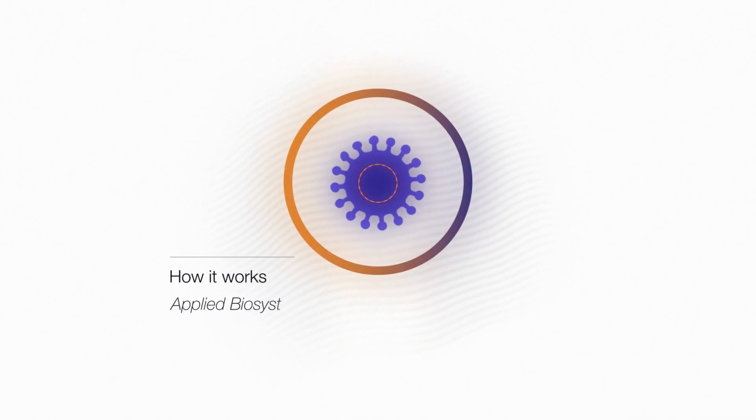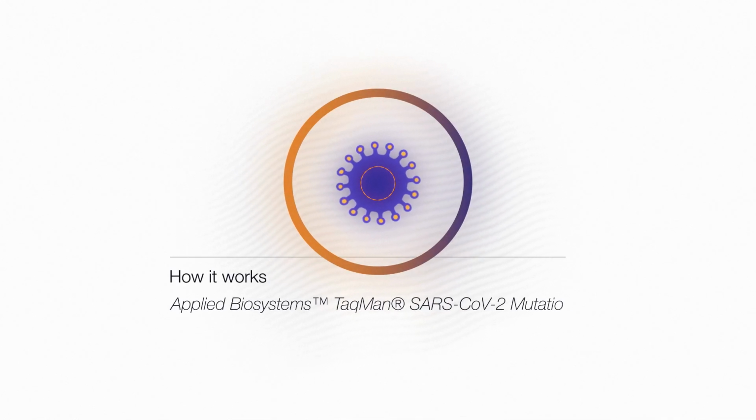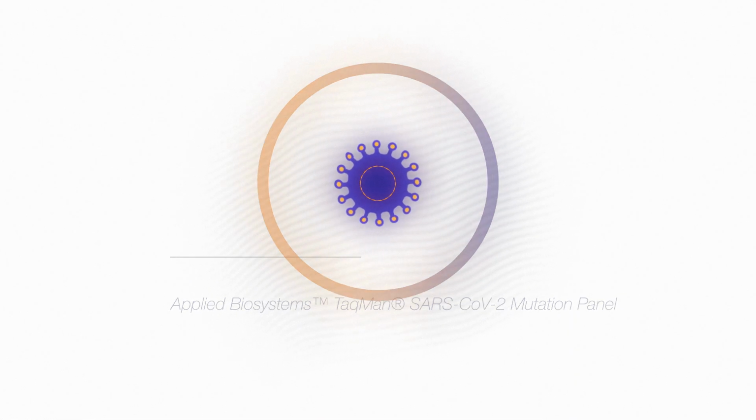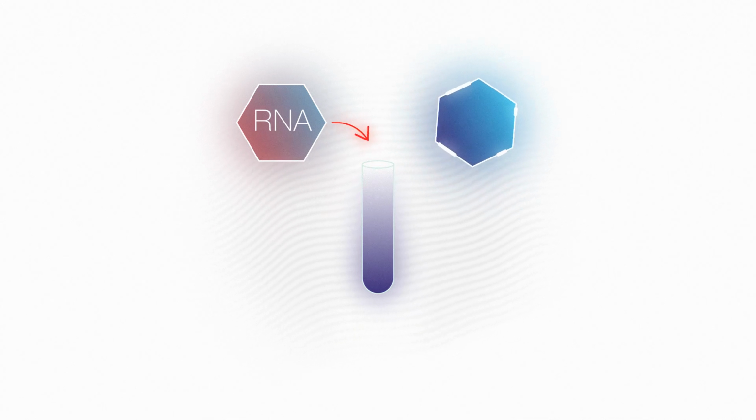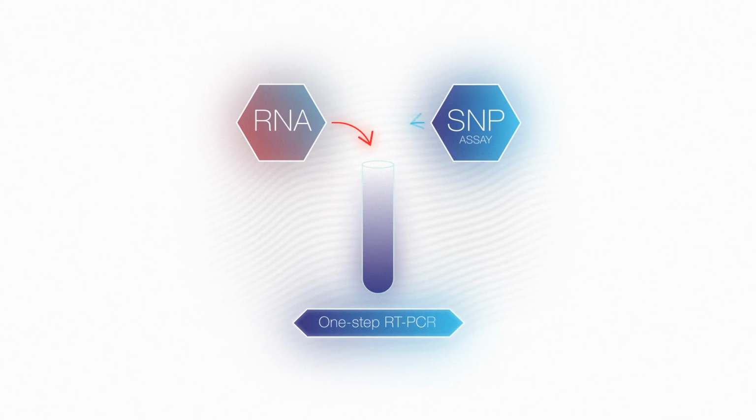The Applied Biosystems TaqMan SARS-CoV-2 Mutation Panel is a scalable solution for follow-up testing of positive samples that allows you to detect one or many SARS-CoV-2 mutations, all on your current real-time PCR instrument. Starting with isolated RNA from SARS-CoV-2 positive samples, our unique workflow combines our gold standard Applied Biosystems TaqMan SNP genotyping assays with a one-step RT-PCR reaction to detect whether there are known mutations present in your samples or not.